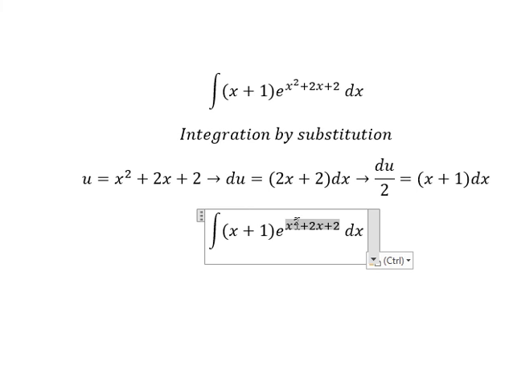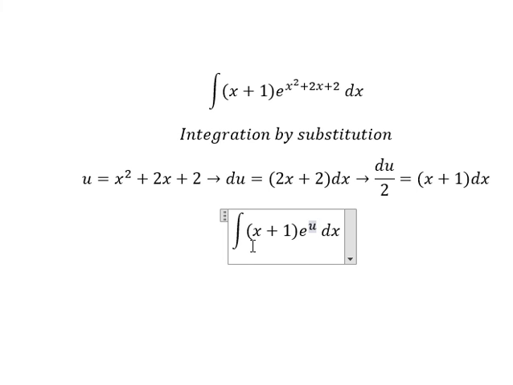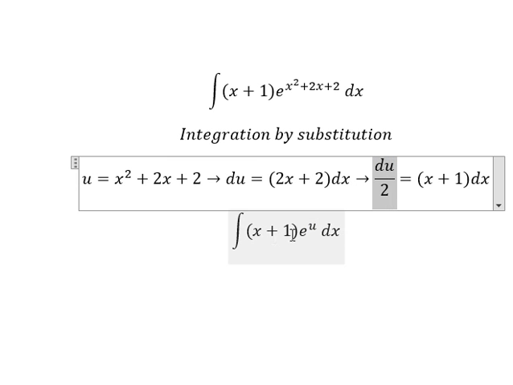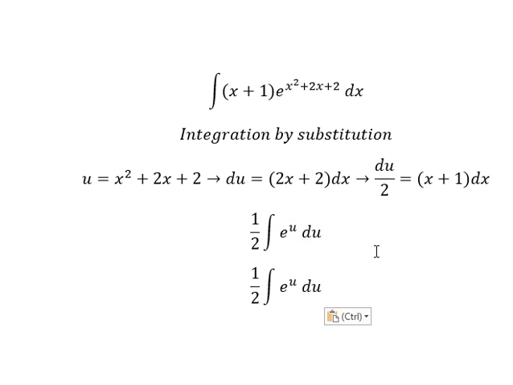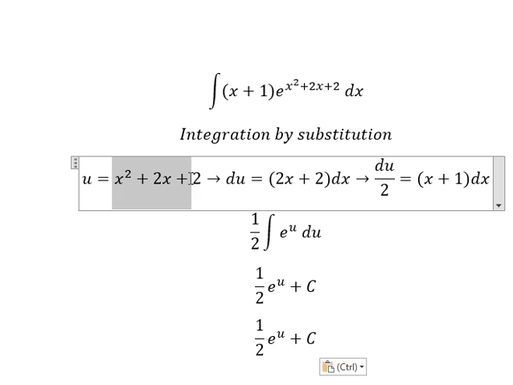So this one we change by u. x plus 1 dx we change by this one. So the integration of this one is e to the power of u, and we put c, and this is the constant. Then u is this one.